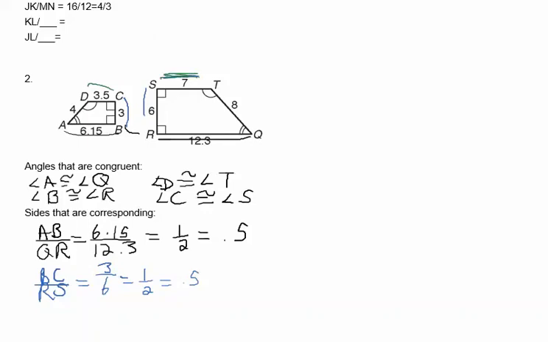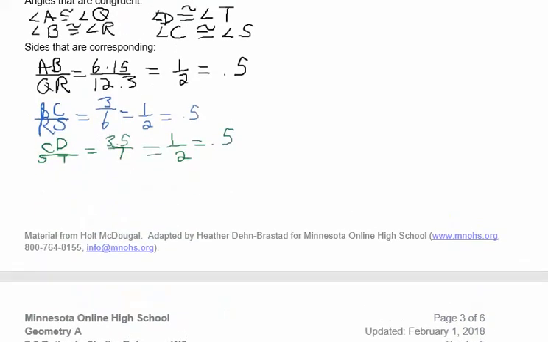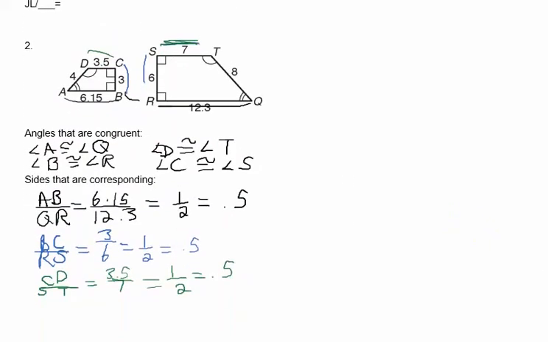So CD, let's see, C is the right angle and D is the one marked with 1 arc. And here we have S is the right angle and T is marked with 1 mark. So ST. And let's fill in CD is 3.5 and ST is 7. That's also 1/2. You should find that all of the similarity ratios are the same as you complete this, because otherwise the two figures would not be similar.